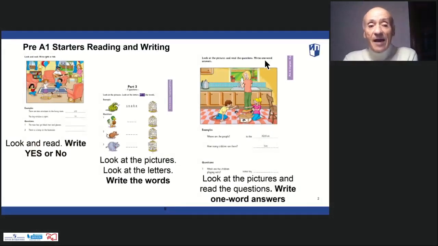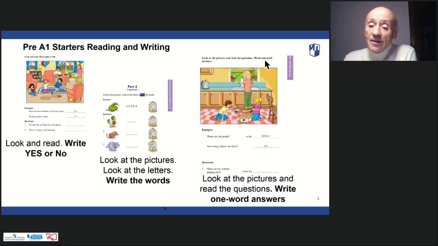Reading and writing, pre-A1 starters. Look and read, write yes or no. And there are questions here that the student has to look at, to read, and to write the answers. Look at the pictures, look at the letters, and write the words. As for example, here the answer is given, a snake, a snake. And they look at the letters and make a word out of the letters.